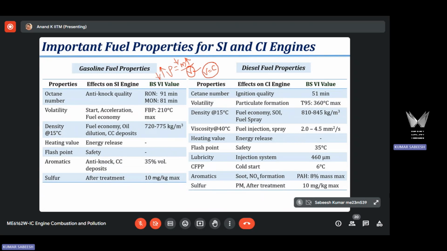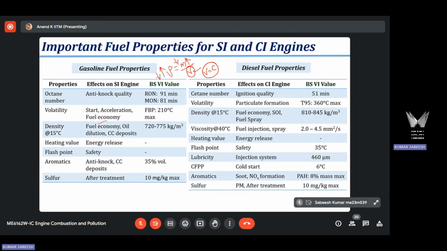Or in other words, if you have a high density fuel, it is enough to consume less quantity of fuel. So that will reflect in better fuel economy. High density fuel will cause better fuel economy. Okay. So it is preferable to have higher density because fuel economy will improve.